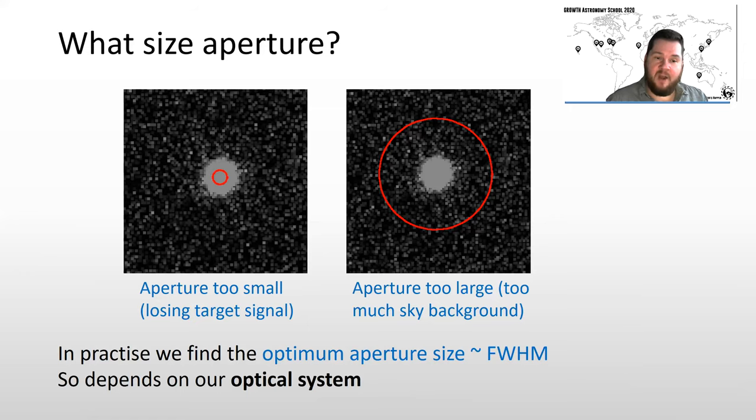In practice, what we find is the optimum aperture size, the best aperture size, is around about the same as the full width half maximum of our source. So we have a point spread function here. The full width half maximum is around about the optimum aperture size. It depends on our optical system, the diffraction in the telescope optics. It's also going to depend on the seeing, so the turbulence in the atmosphere where our telescope is based. So basically, our optimum aperture size is going to vary with telescope, with location, and also from night to night as sky conditions change.